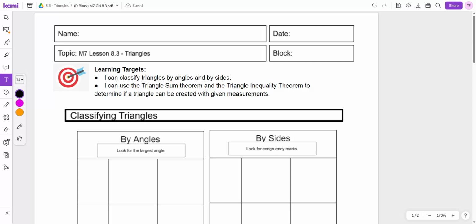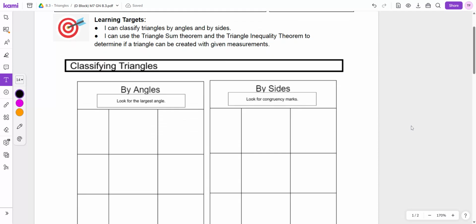Anyway, the first part of its name has to do with the classification based on its angles. The second part of its name has to do with the classification of its sides. Now sometimes you'll have the sides classification first and then the angle classification second. I tend to do the angle first, but just know that it could be flipped around. It's still the same thing.